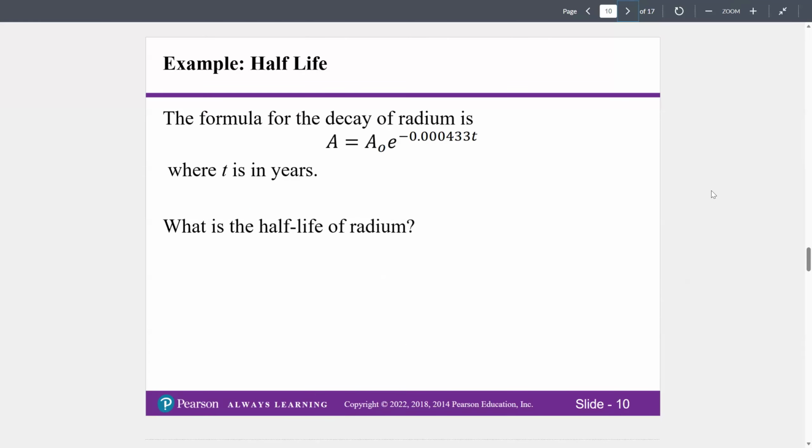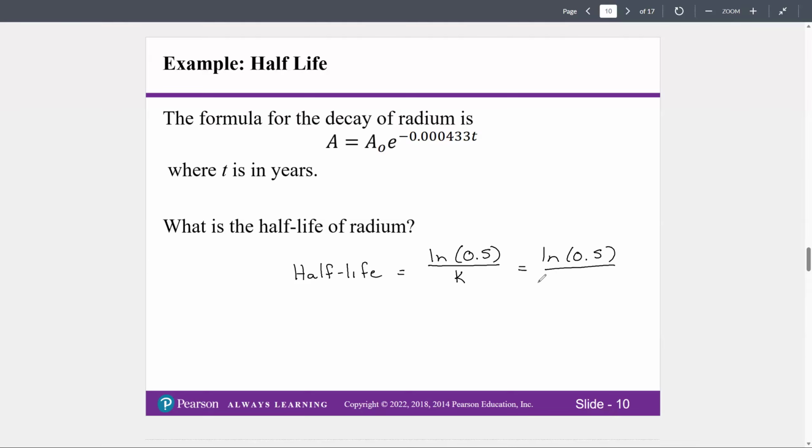So the formula for the decay of radium is A equals A sub naught E to the negative 0.000433 T, where T is in years. We want to know, what is the half-life of radium? Well, like we saw before, half-life is just the natural log of 1/2 divided by K. So the natural log of 0.5 divided by negative 0.000433. Remember, because this is my K.